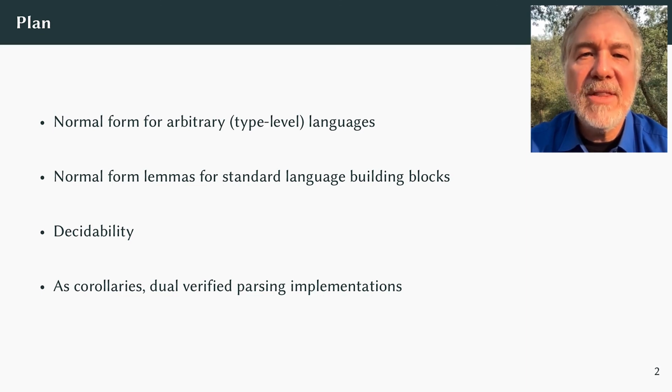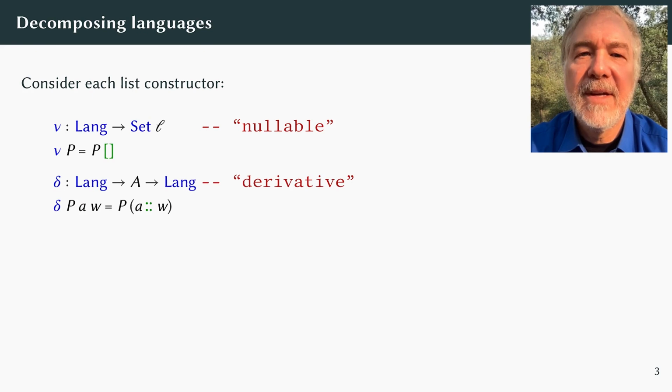So far, everything is propositional rather than computable. That is, at the level of types rather than computational inhabitants of those types. The next step relates our language lemmas to decidable form. Finally, we will apply these insights in two ways to yield dual correct parsing implementations. Remembering that a language is a function from lists, let's consider each data constructor for lists, namely nil and cons.